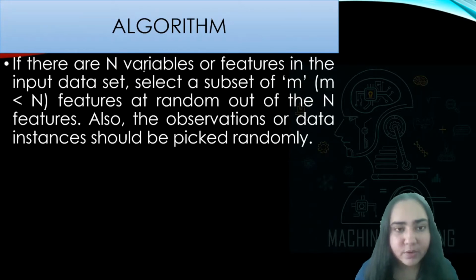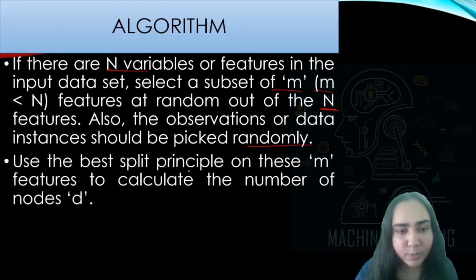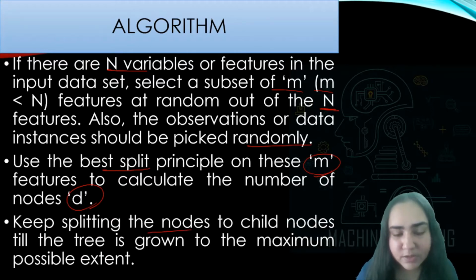If there are n variables or features in the input data set, then you will select m features, where m is less than n, at random out of the n features. Also observations or data instances should be picked in a random way. Then you will use the best split principle on these m features to calculate the number of nodes D for your forest. And you will keep splitting nodes to child nodes till the tree is grown to the maximum possible extent.